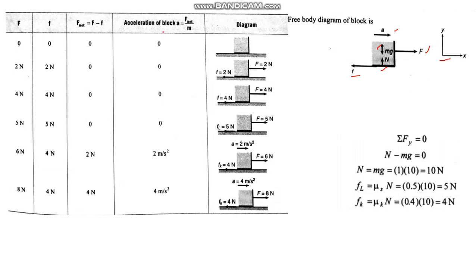So initially, let us say this F value is 0. Initially when this F value is 0, the friction value also will be 0. So the net force will be 0.